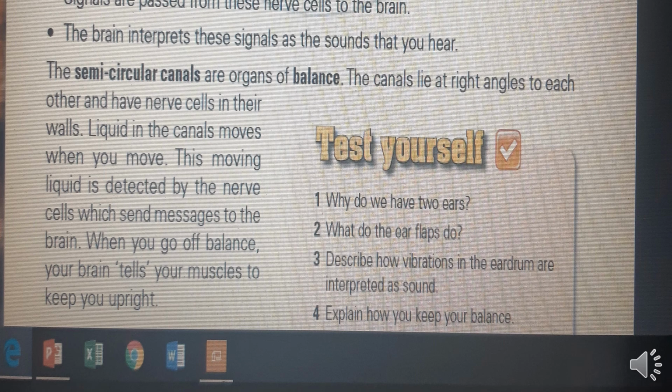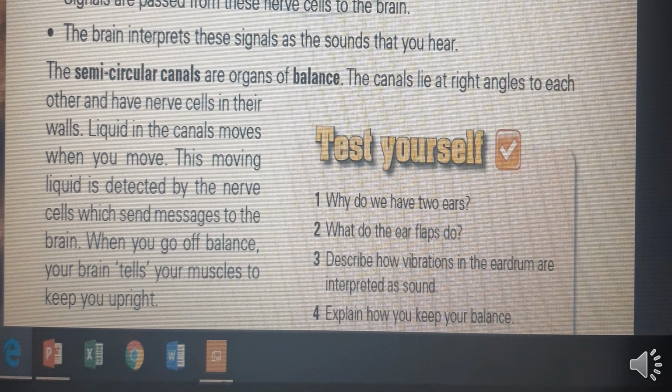Again, there are some test yourself questions at the end of the text. Hope now you are able to answer these questions in your own words.